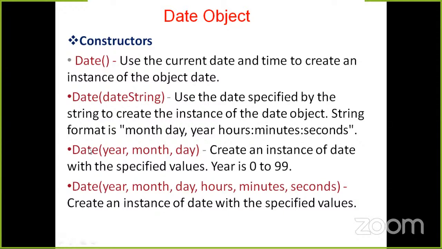The third constructor you can define like this, that is, you can mention year, month, day. Here year is only 2 digits, four y's will not come here. Year is 0 to 99. Month and day. Now you can create the instance of the date, that is the object of a date, by passing these parameters. That is, 6 parameters to pass: year, month, day, hours, minutes, seconds. Likewise you can generate the date function.